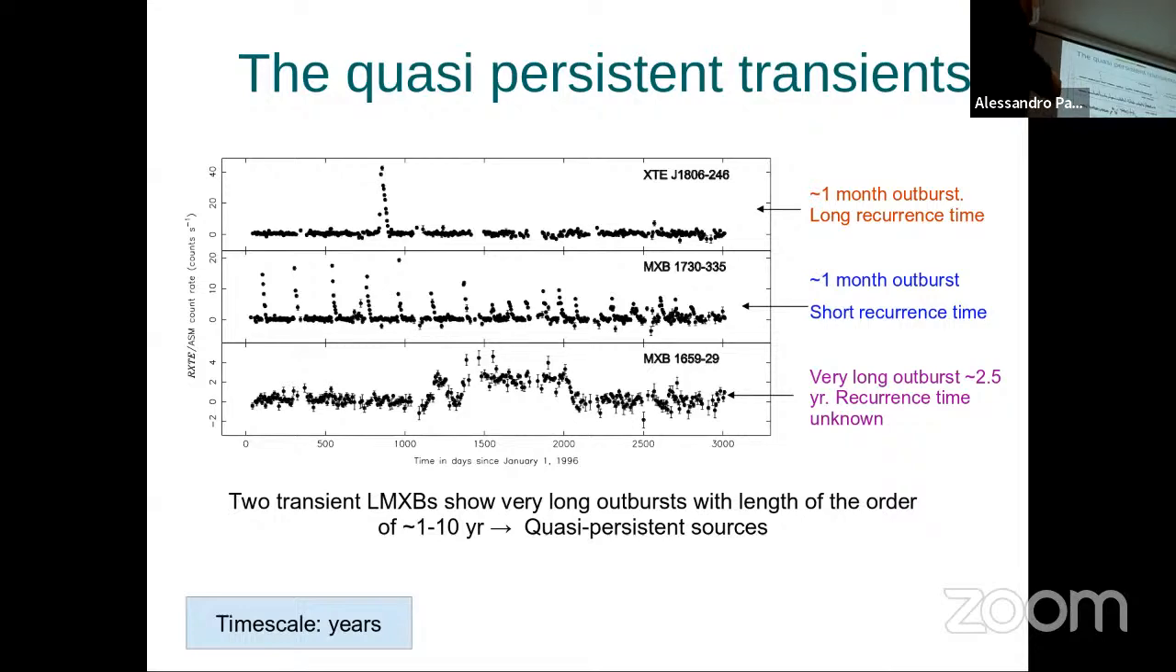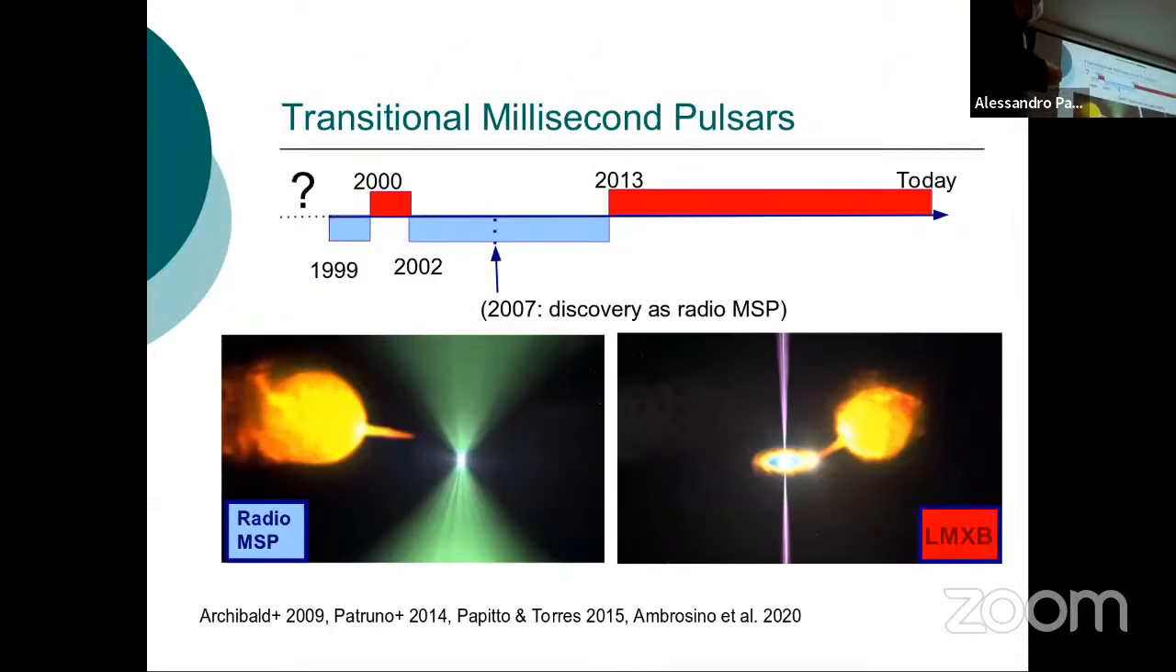Very recently, there was also the discovery of these systems, which are called transitional millisecond pulsars. These are strange systems that switch back and forth between a low mass X-ray binary state and a radio pulsar state. Here you have the compact object. And at some point, the accretion disk disappears for reasons that are not completely clear.